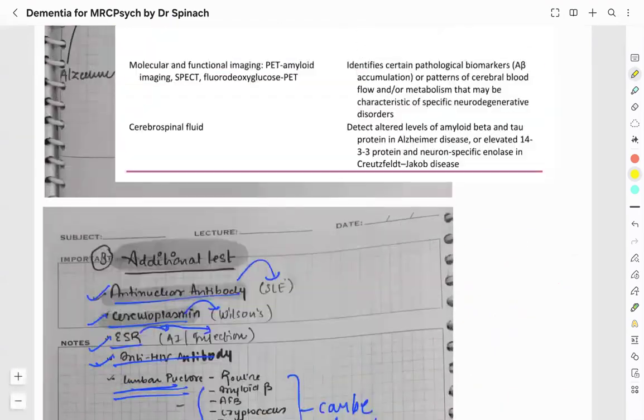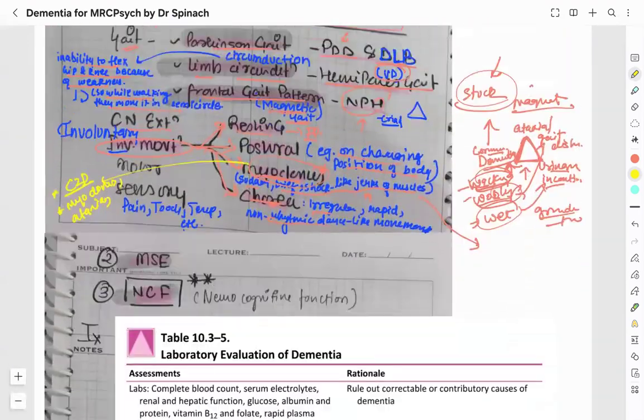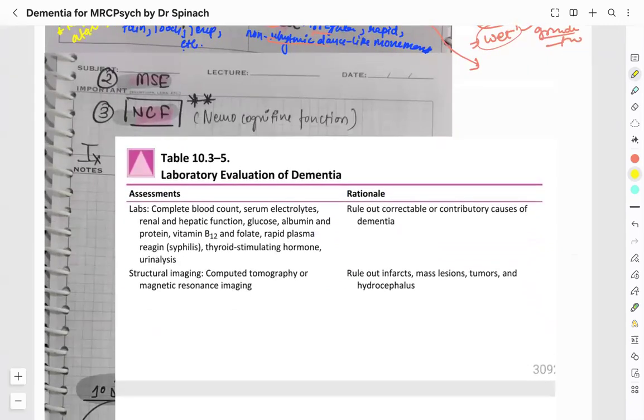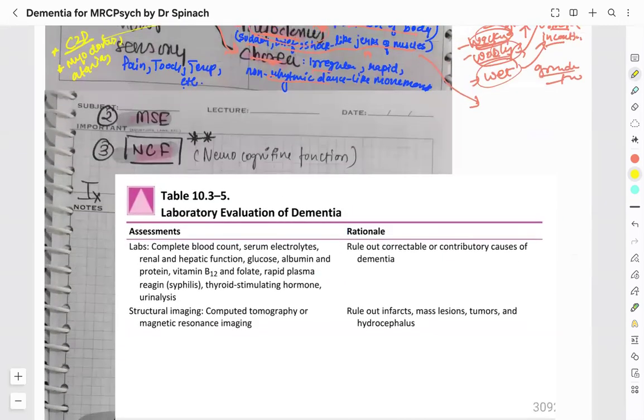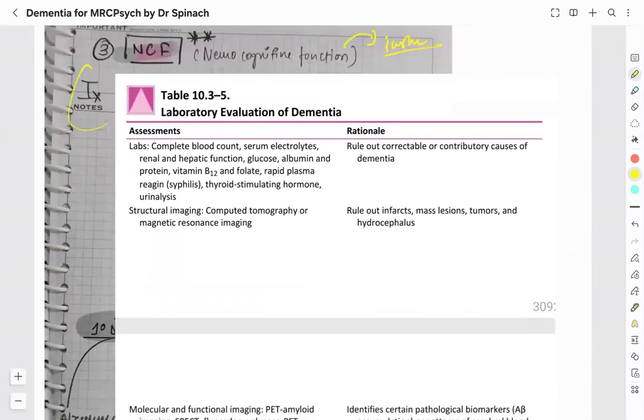Okay, so guys, let's continue with MSE with neurocognitive functions. We will see what instruments are used for neurocognitive functions later. Then we go into the investigations. In investigations, we do laboratory evaluation of dementia, so we do the assessments. What is the reason for these assessments?